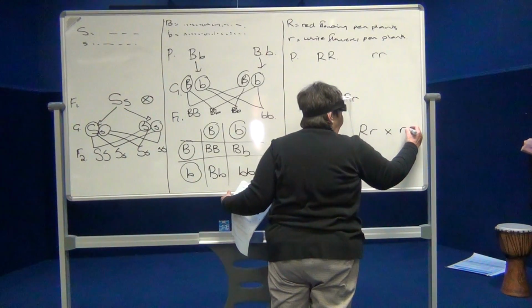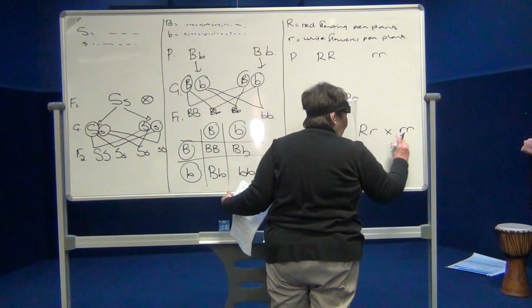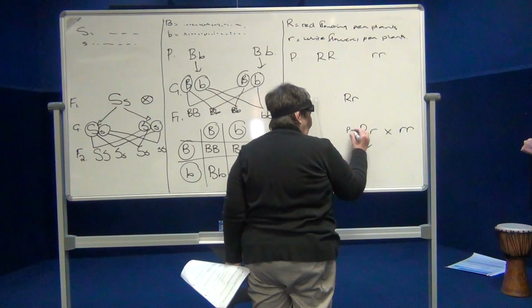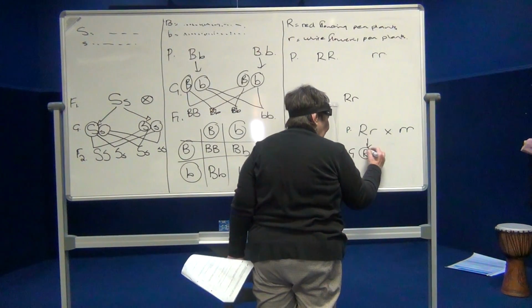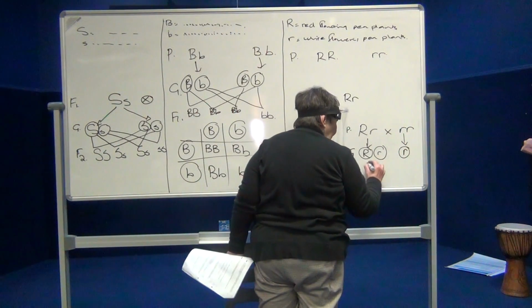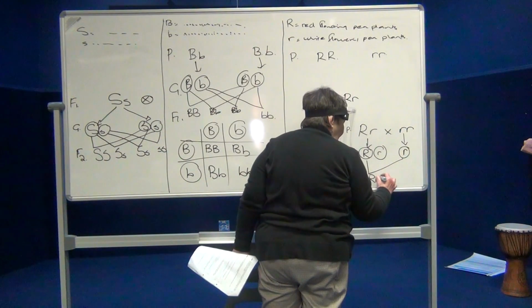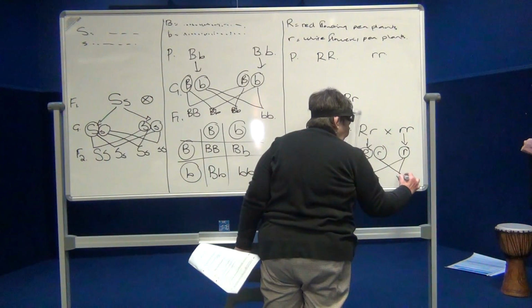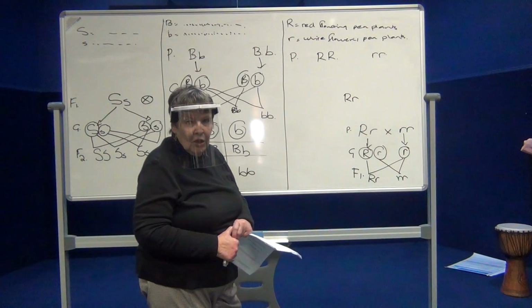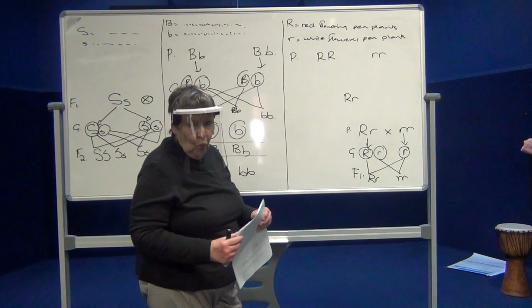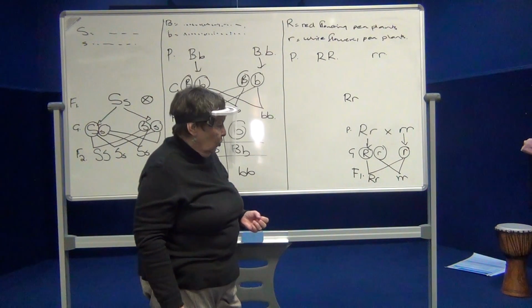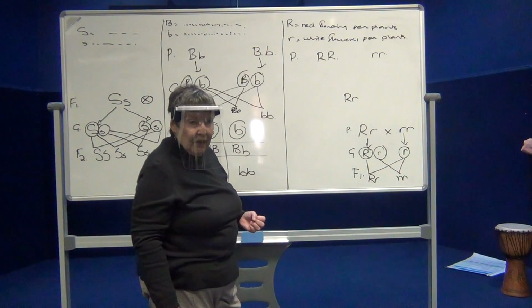Okay, so if a heterozygous organism is crossed with a homozygous recessive, that would be the parental generation. The gametes would be half big R, half little r, and all little r. So the F1 would be big R, little r, little r, little r. So the phenotypic ratio is 1 red flowering to 1 white flowering, and the genotypic ratio is 1 heterozygous red flowering to 1 homozygous white flowering.